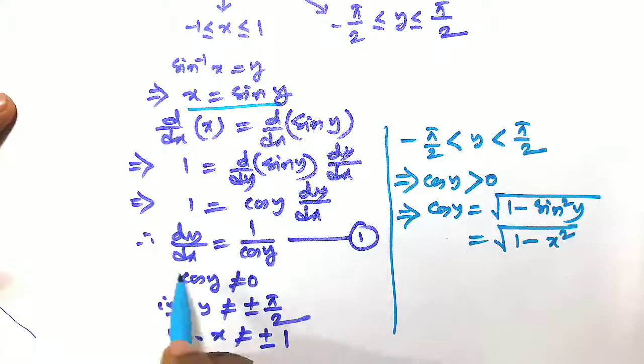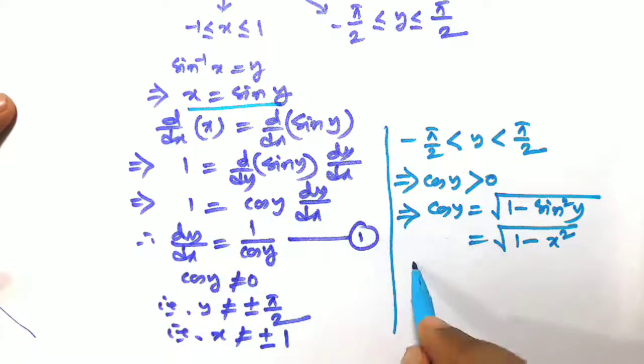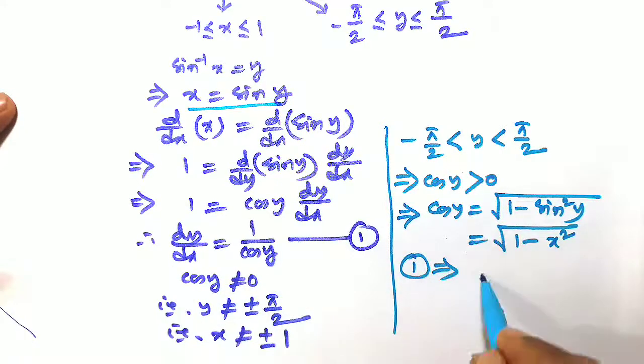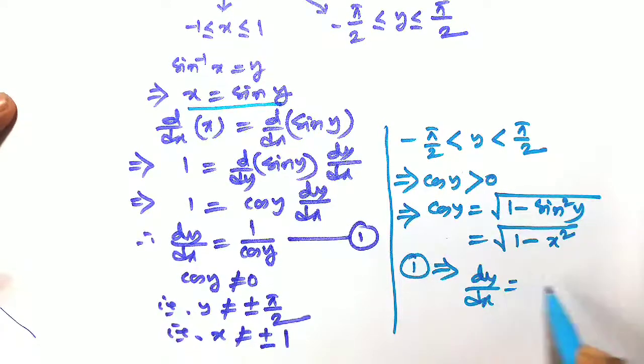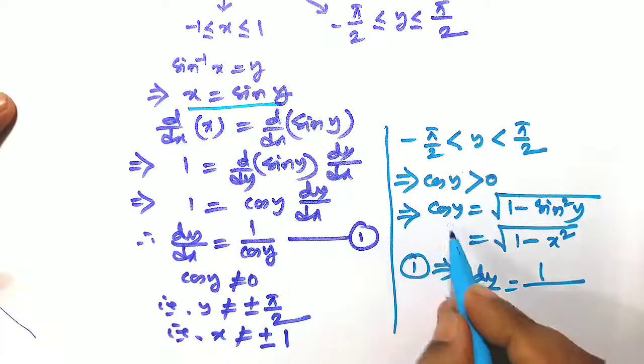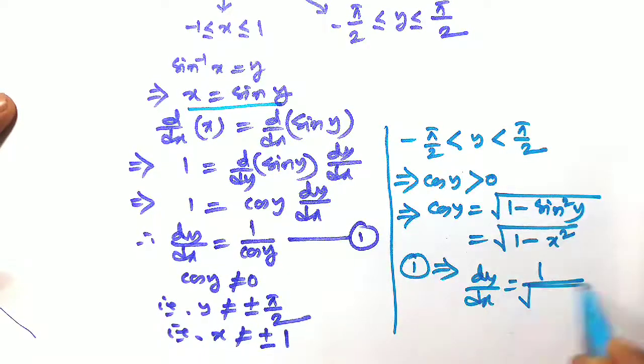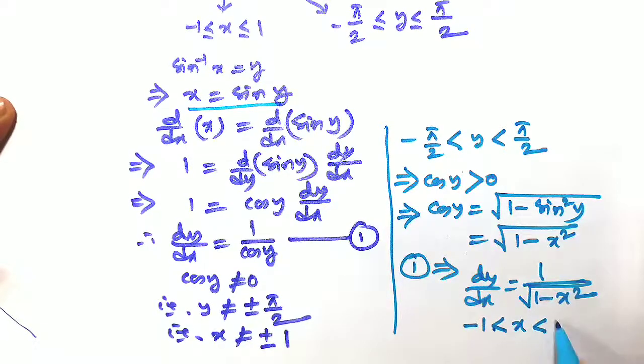So friends, from where we started? From 1 we can write dy/dx is equal to 1 upon cos y. What is cos y? Cos y is equal to root over 1 minus x square. So dy/dx is equal to 1 upon root over 1 minus x square, where minus 1 less than x less than 1. Okay, this is the condition.